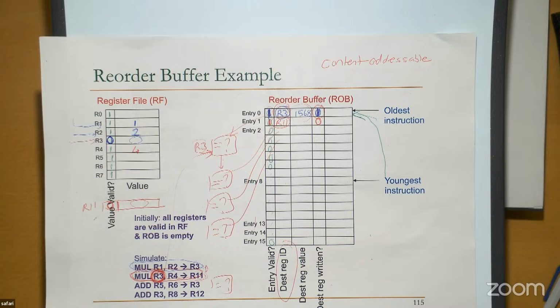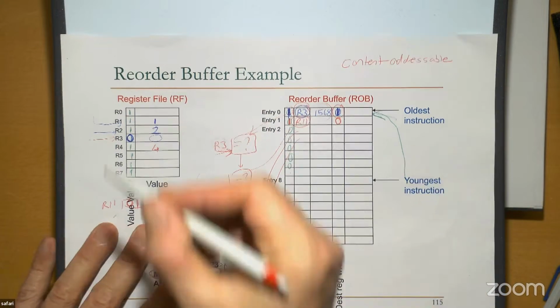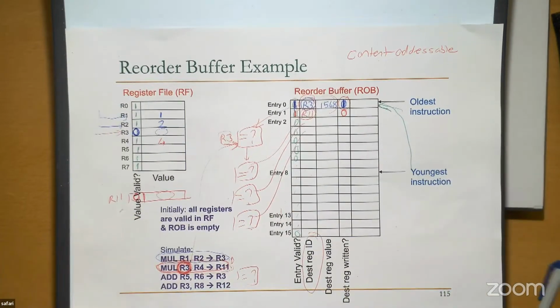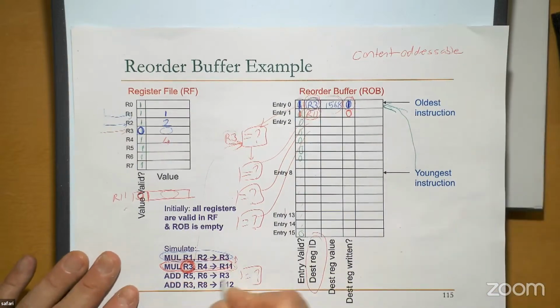And hardware exists to do that in some machines. Is this clear? Okay, good. So I kind of diverged a little bit to show you the content addressable search, but let's keep decoding these instructions.